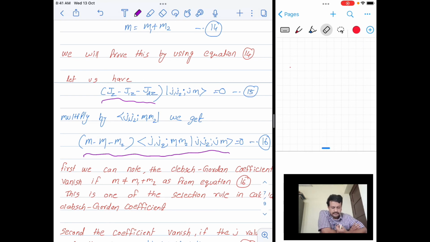Now look at this one, equation number 16, we get the answer. When we look at it, the RHS should be 0. Look at the LHS. This term should be 0 only if m equals m1 plus m2. If m is not equal to m1 plus m2, this term is not equal to 0, and so the Clebsch Gordan coefficient should be 0. The other condition is, if m equals m1 plus m2, then the Clebsch Gordan coefficient will not be 0. This is the important property of the Clebsch Gordan coefficient.